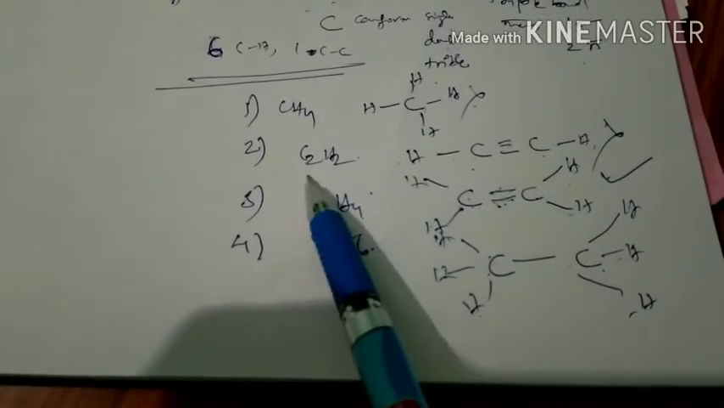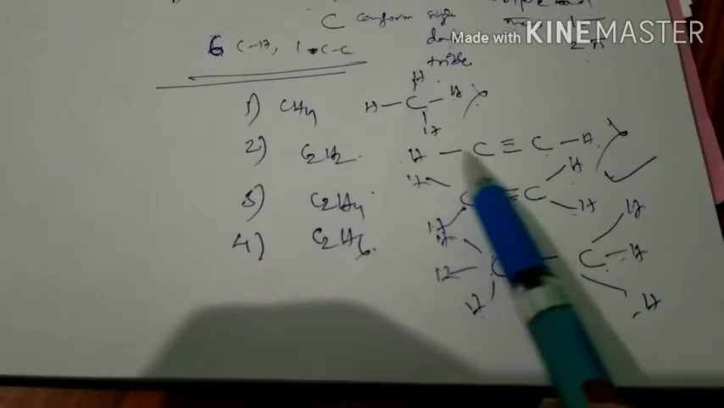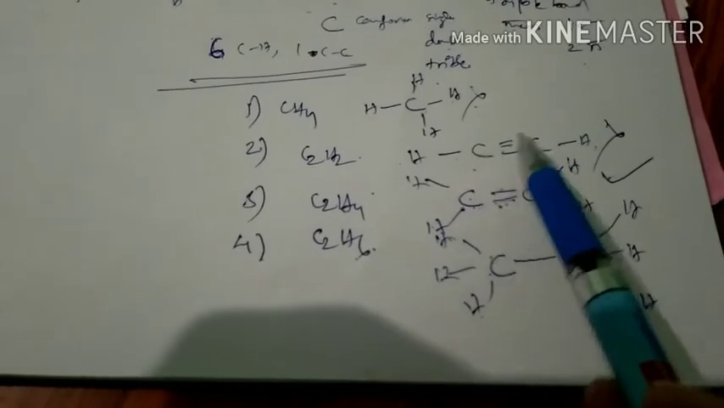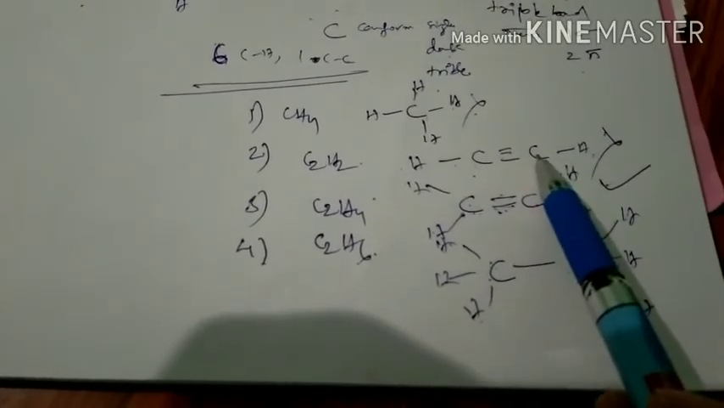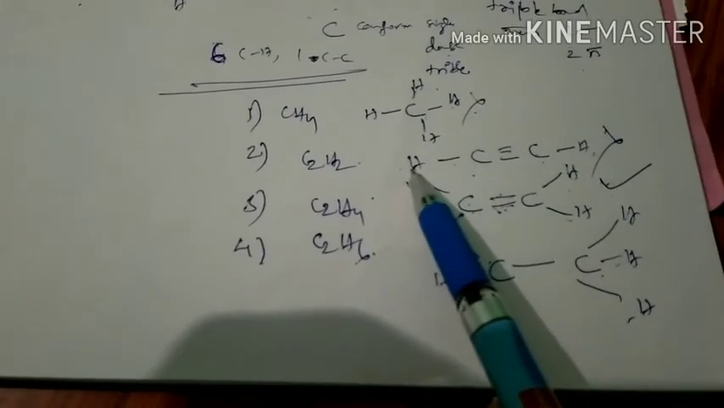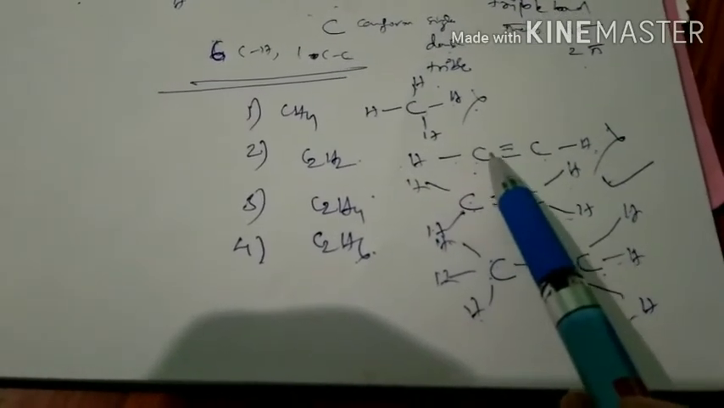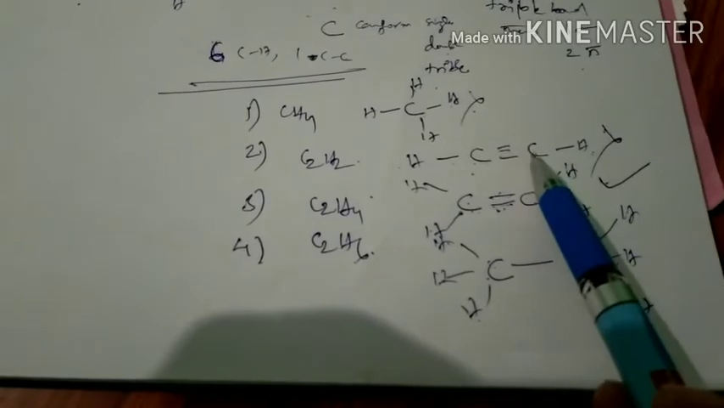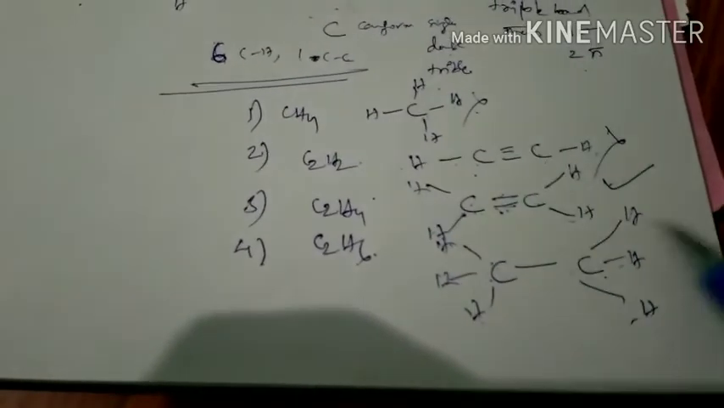Next, carbon forms how many bonds here? 3 bonds with the other carbon, because every time carbon forms 4 bonds. Already one bond is formed with the hydrogen. Still it requires 3 bonds. Those 3 bonds are with the other carbon atom. That's all. This is a triple bond.